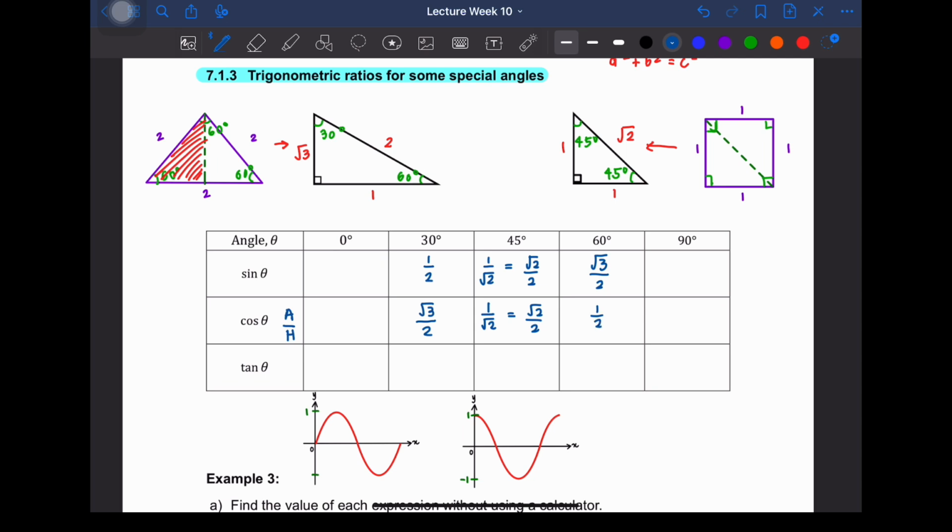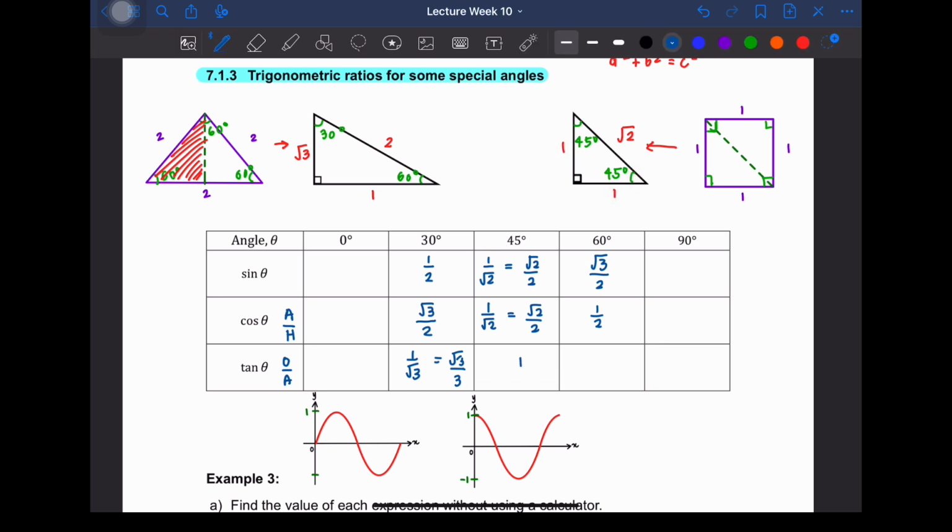Okay, and then for tangent, so tangent 30. So we have opposite over adjacent. So opposite of 30, this is 30, opposite over adjacent. So 1 over square root 3, or it's equal to square root 3 over 3. Okay, and then tangent 45, opposite over adjacent. 1 over 1 is just 1.